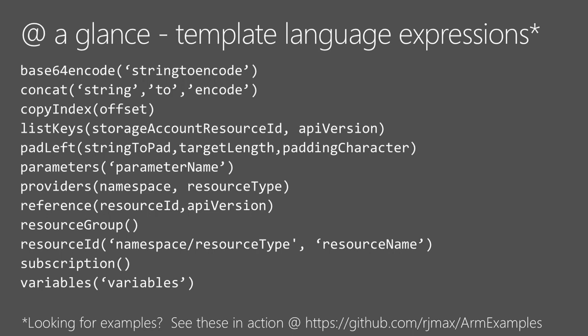We have copy index, which is a way that you can create a set of copies in your template and then reference the index of that particular copy. We can list keys, so perform a post list keys against a storage account in case you need to retrieve storage account keys as a part of template execution. We allow you to pad your strings. We allow you to retrieve parameters, enumerate information about the providers that are registered with Resource Manager, reference a given resource, which is a way of implicitly creating a dependency or a way to retrieve information about a particular resource via GET, like we did in our last example.